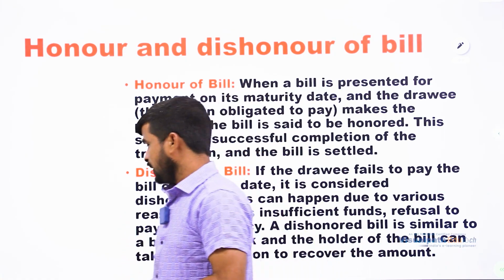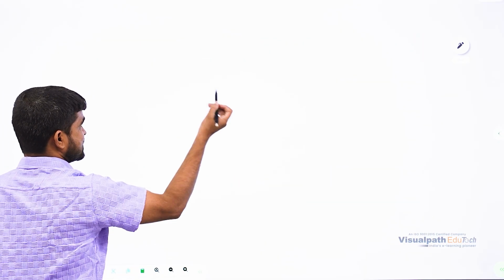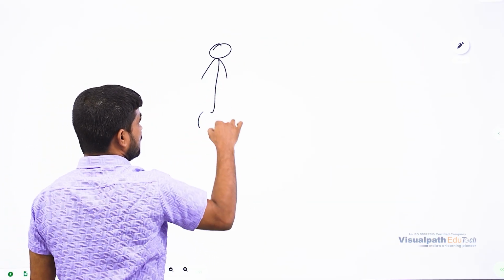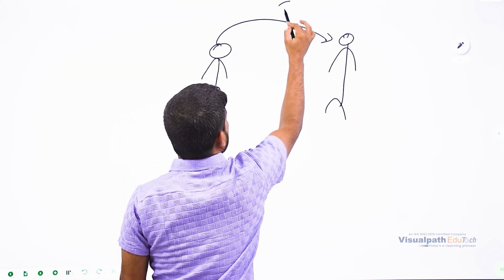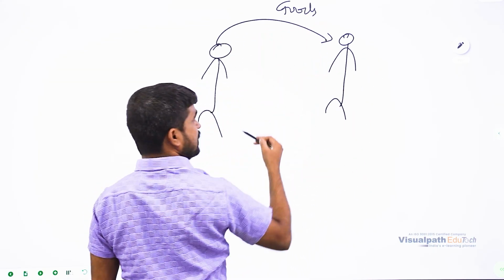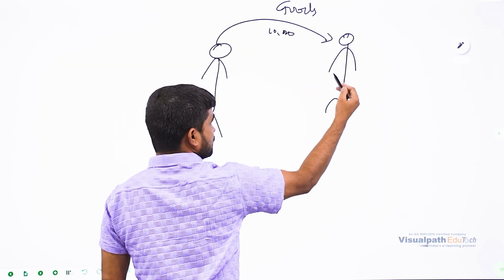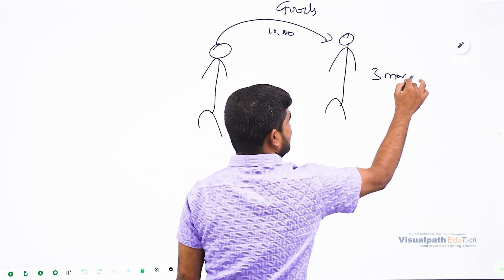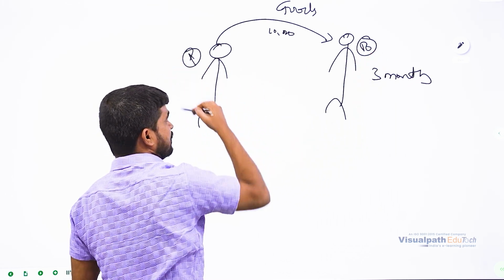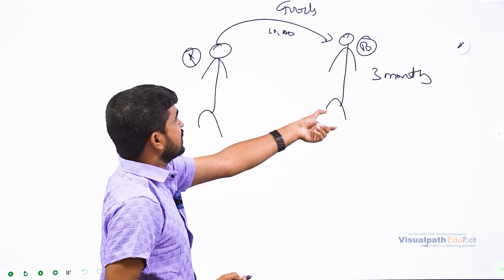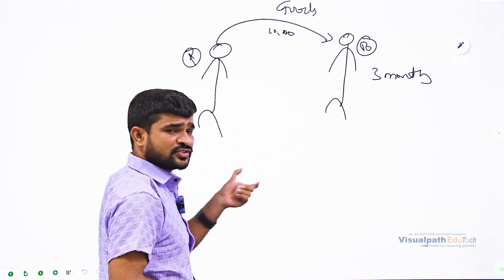Honor of bill means, if on the maturity date, as we discussed in the rough review of the story, one person has sold goods. What has he sold? He sold goods worth 10,000. And after 3 months, what did he promise? After 3 months, he will make the payment. Bharat will make the payment after 3 months to Amit. Bharat is the buyer, Amit is the seller, Amit sold the goods to Bharat, and Bharat has to make the payment.